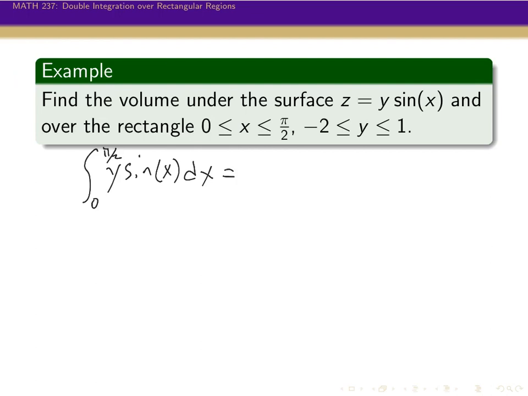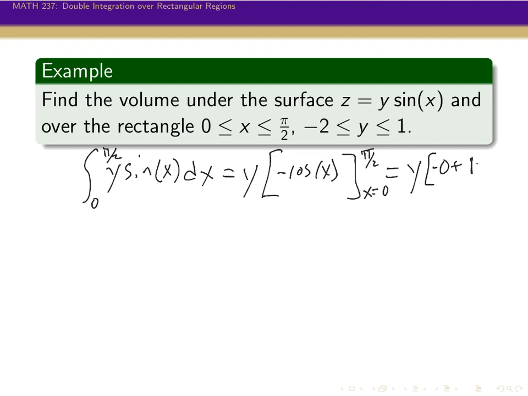We can treat the y as a constant, so we can just pull it out. The integral of sine is minus cosine, where x is going from 0 to pi over 2. Cosine of pi over 2, well, that's 0. So this is minus 0. And then minus minus gives me a plus. If I plug 0 into cosine, I get 1. And so this inner integral just left me with a y.